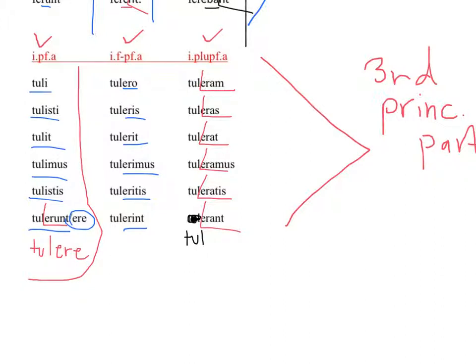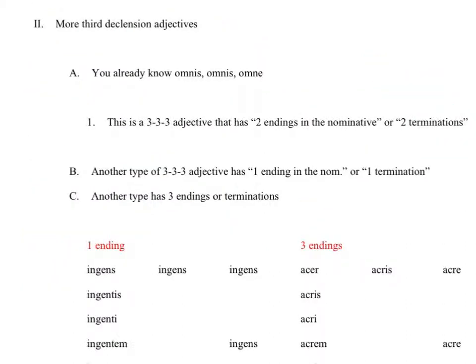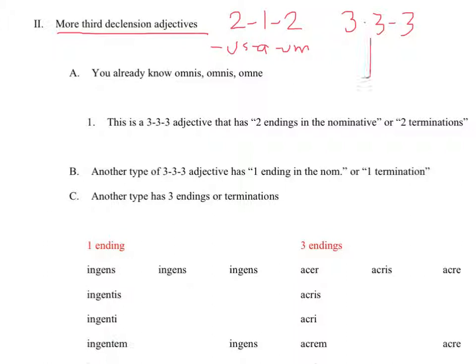So practice those forms and memorize them because that verb will come up regularly, as well as its compound forms. The next topic is more types of third declension adjectives. There are 2-1-2 adjectives like bonus, bona, and bonum. They end with -us, and then there are 3-3-3 adjectives. The 3-3-3 adjectives that you know so far are like omnis, omnis, omne.